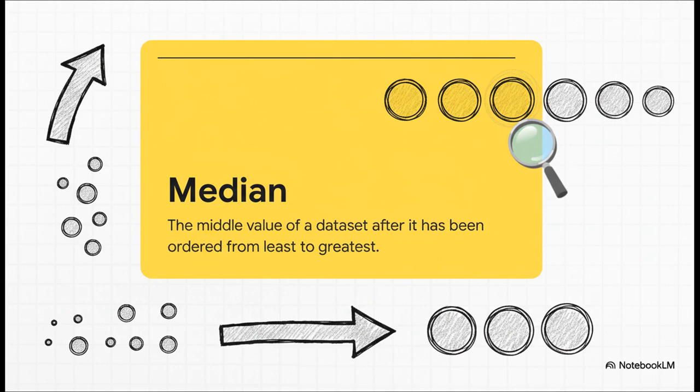But, and this is a big but, only after you've put all the numbers in order, from smallest to largest. You absolutely cannot skip that step. It's the whole secret sauce. It's what makes the median so powerful against those outliers.